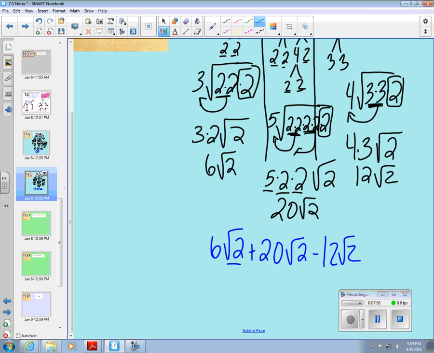And because they all have the same radicand, and they all have the same index, we know that we can add and subtract these together. So we're going to look at their coefficients. So we have 6 plus 20, it's going to give us 26, and 26 minus 12 is going to give us 14. So we have 14 root 3, and that's going to be your simplified answer.